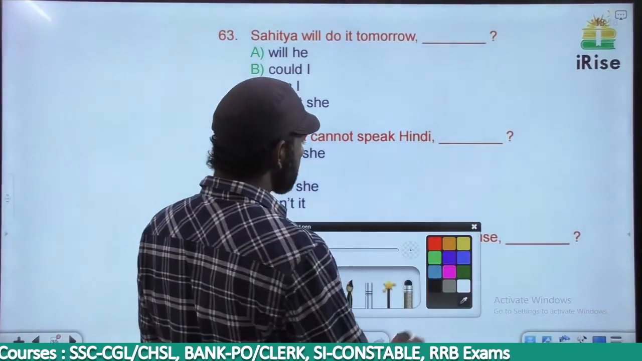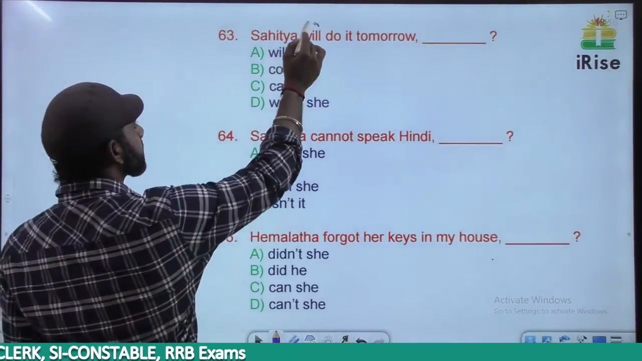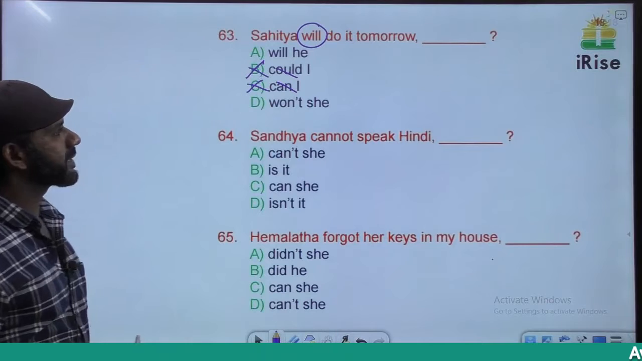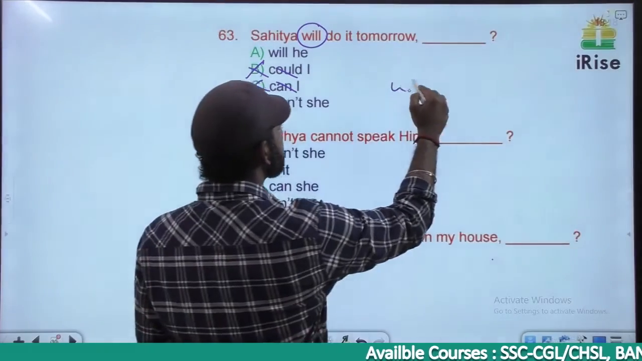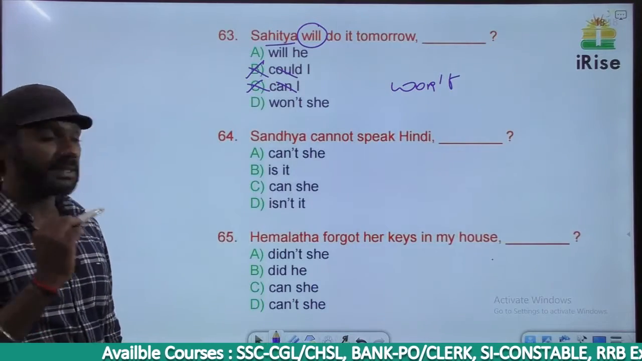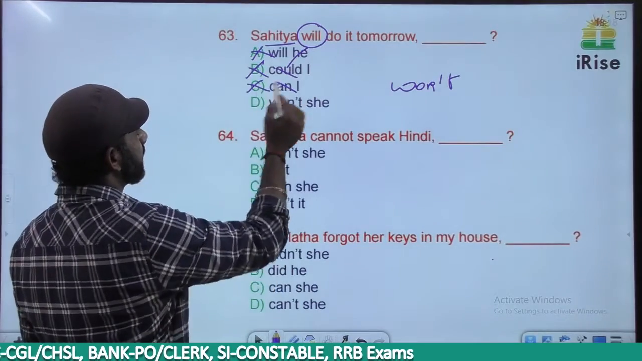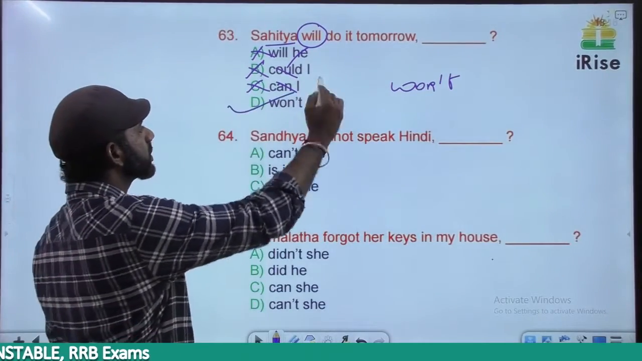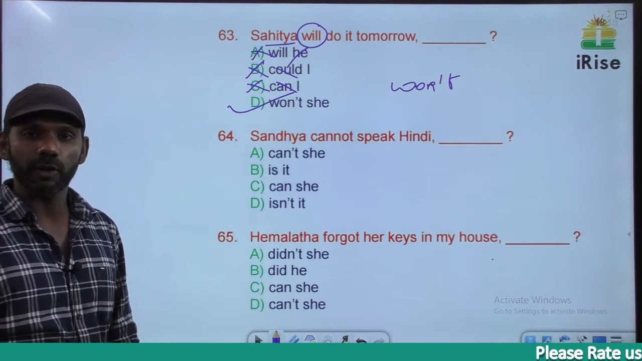Sahitya will do it tomorrow. The auxiliary verb in the sentence is will. Based on that, B and C are gone. B says could, C says can. No negative term. In the tag there must be a negative term. Will not, short form is won't. There is nothing like willn't. The subject is Sahitya, female, singular. So it must be won't she. A is eliminated, because A says he, and B and C say I. The answer must be won't she. Sahitya will do it tomorrow, won't she? That means won't she do it tomorrow?